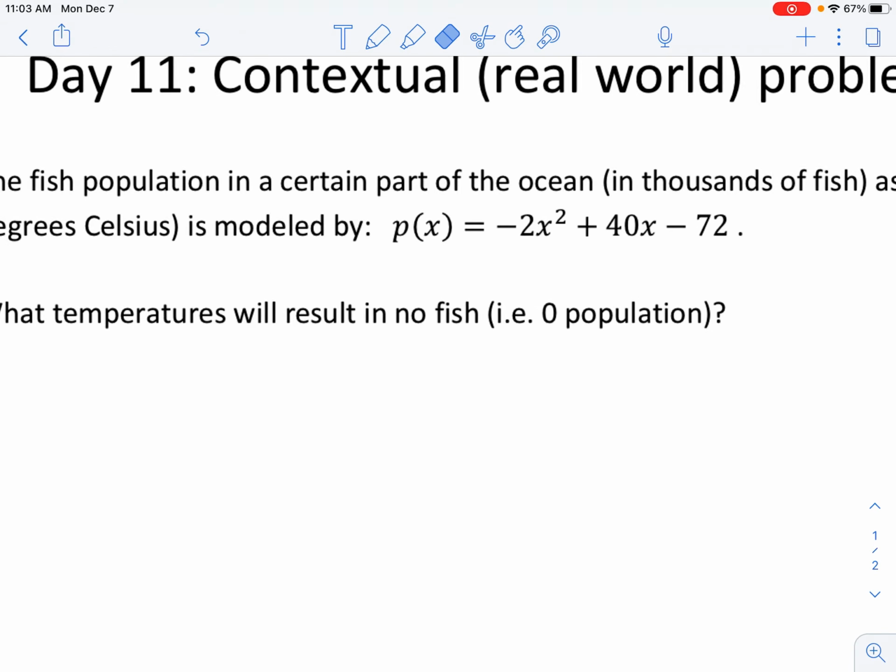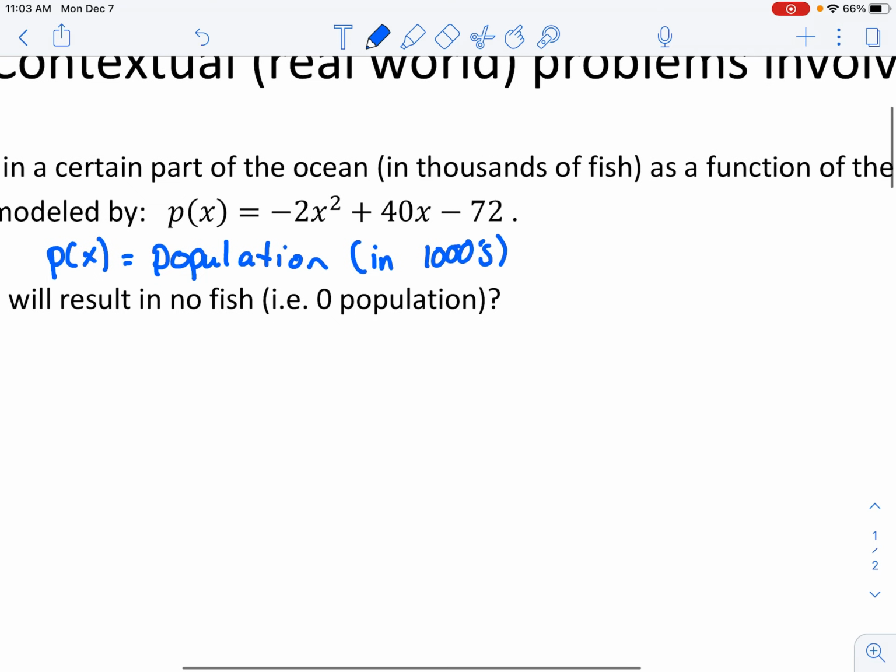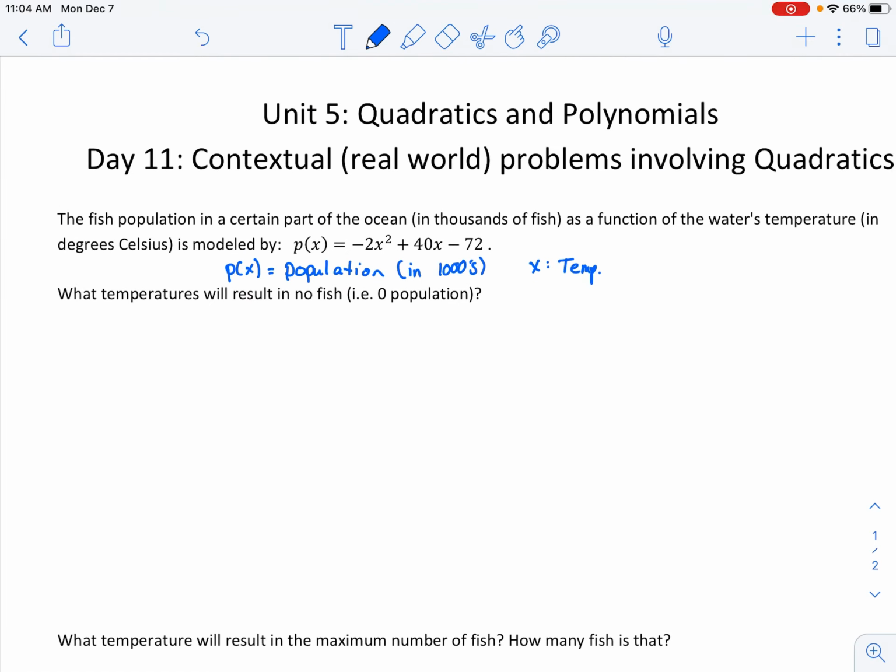Well, let's look at the equation and try to understand what it's saying. It tells us that P of x represents the population in thousands, and x is the temperature. So when it says what temperatures will result in no fish, when the population is 0, all we're going to do is just set P of x equal to 0. So negative 2x squared plus 40x minus 72.